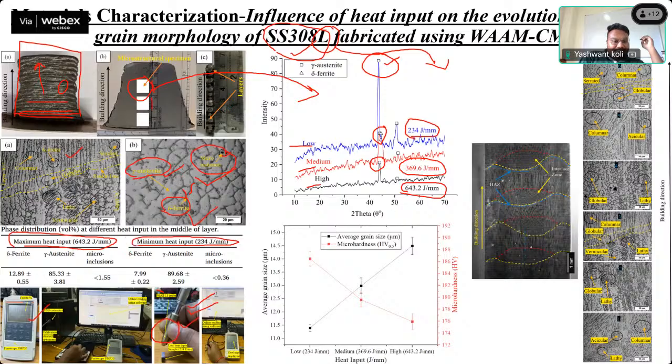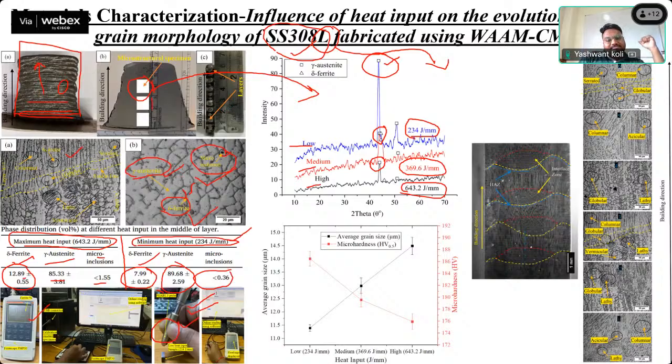You can see the delta ferrite for maximum heat input is almost 13%, like 12.89% plus or minus 5.55. Gamma austenite is the rest, like 85.33%. Micro inclusion is less than 1.55. With low heat input, you can see the delta ferrite values are almost 8%. Gamma austenite is 89.68% and microinclusions are less than 0.36%.